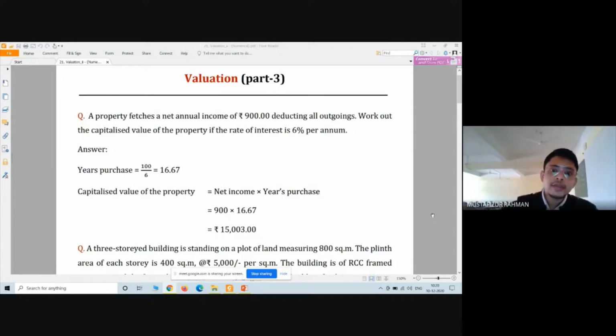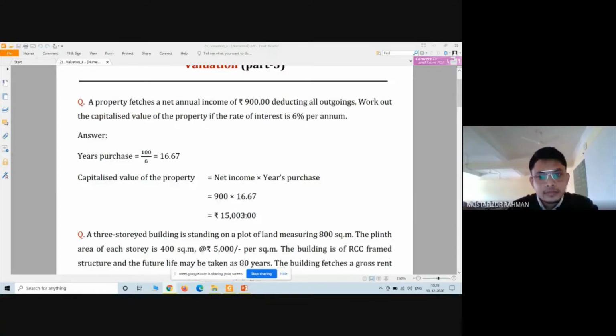Similarly, the building is giving me an income of 900. So that means the capitalized value of the property, of the building, is rupees 15,000. So that is the idea of capitalized value. I hope it is clear.